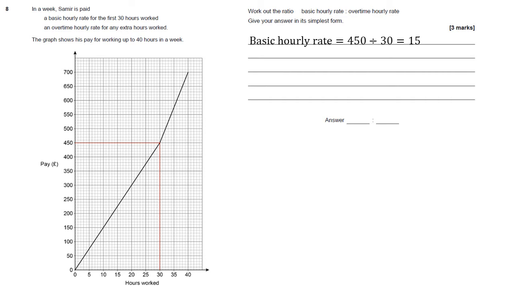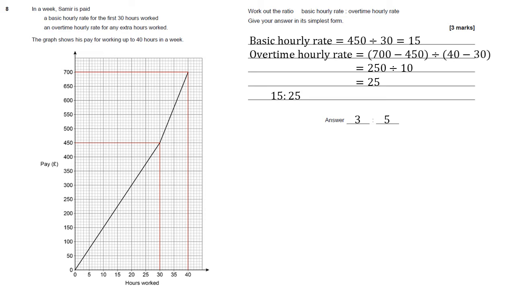The overtime rate, I'm going to put another line here for 40. After 40 hours, you get £700. But we've got to be careful here, because 30 of those hours were the basic rate and £450 of the pounds were the basic rate. So the overtime hourly rate is our 700 minus 450, which is 250, divided by the 40 minus the 30, which is 10. 250 divided by 10 is 25. So we've now got the ratio of basic to overtime of 15 to 25, but we need it in its simplest form. Both of those are multiples of 5, so dividing by 5 gives us 3 to 5.